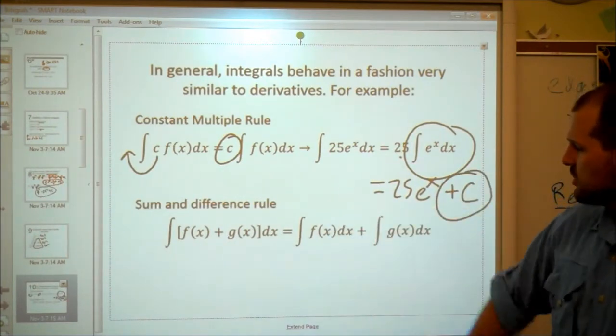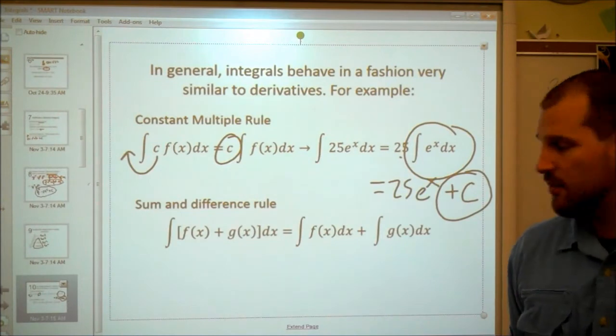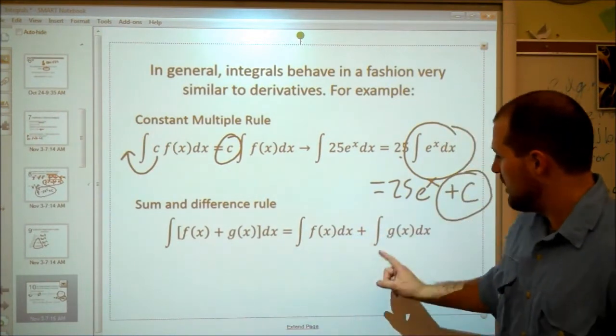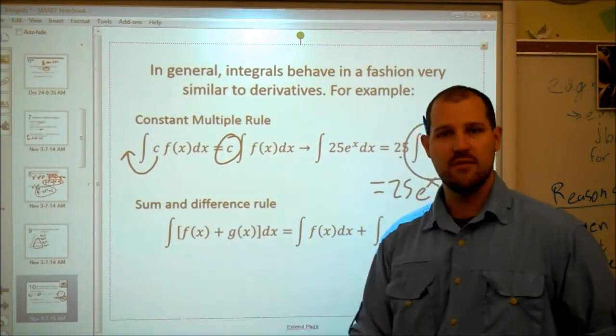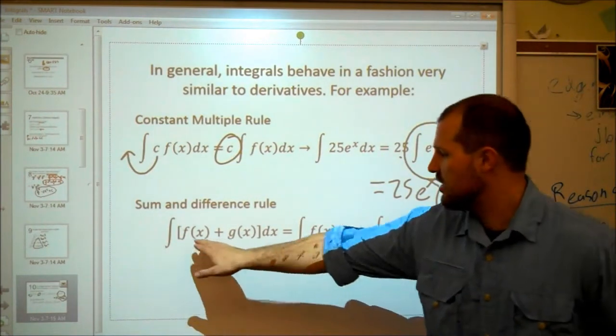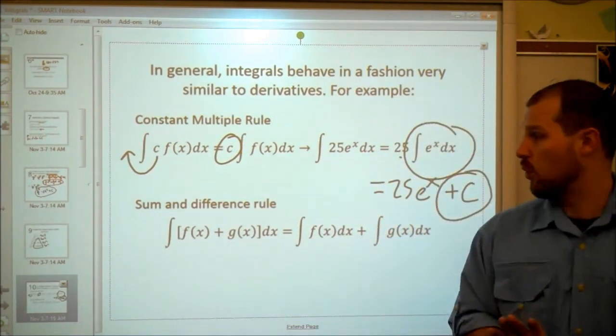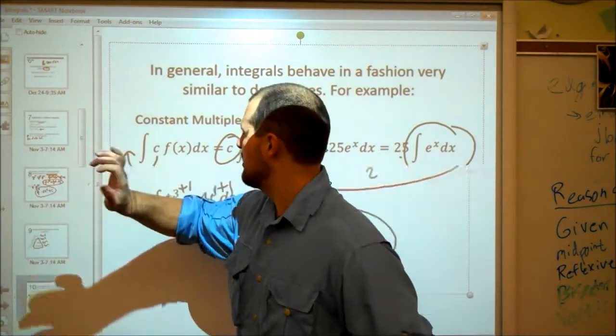Okay? There's also a sum and difference rule. We were able to do the same exact thing with derivatives. All it says is if, instead of looking at everything at once, you wanted to break that down and look at each term one piece at a time, you're totally allowed to do that. We've already done that today. We did that here.